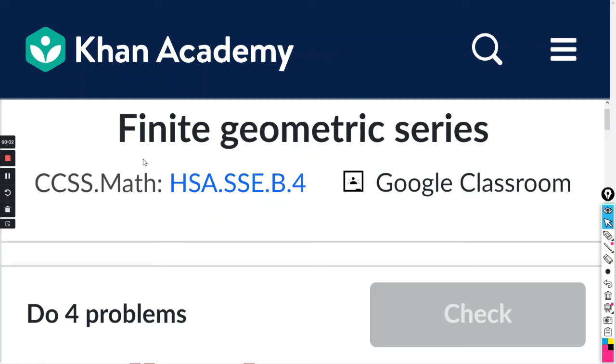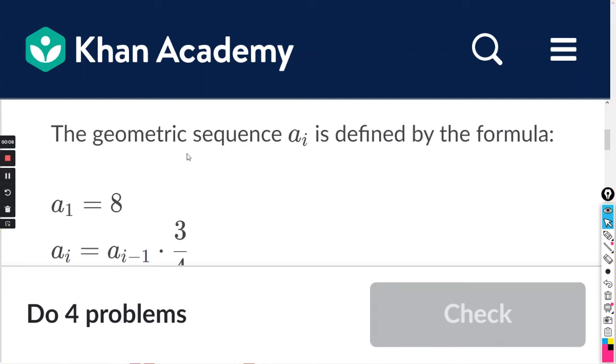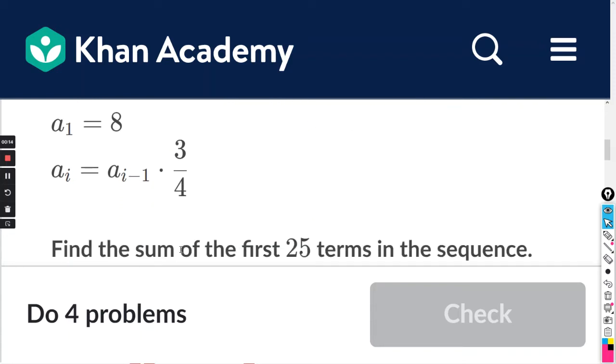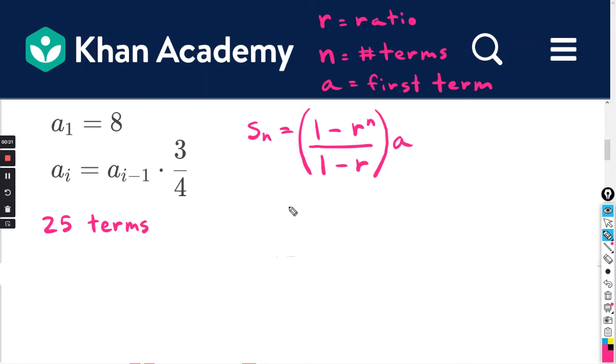This will be for the Khan Academy assignment, Finite Geometric Series. So it says the geometric sequence is defined by this formula, and they want us to find the sum of the first 25 terms in the sequence. So we're going to be using our summation formula.